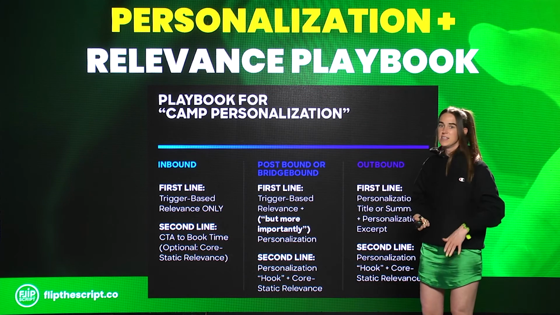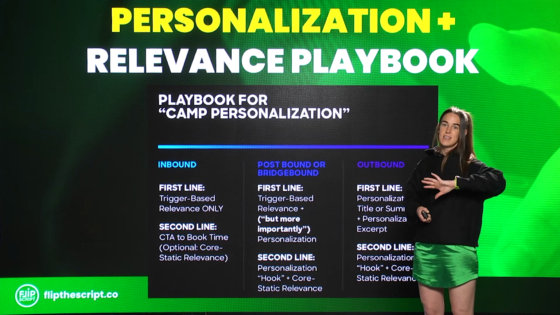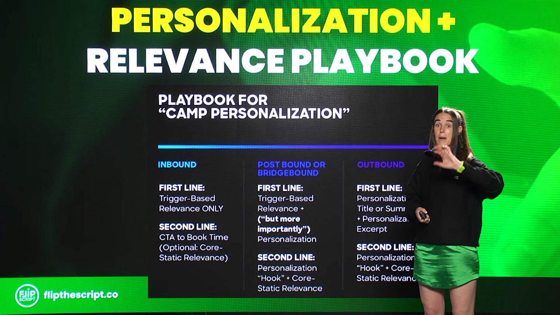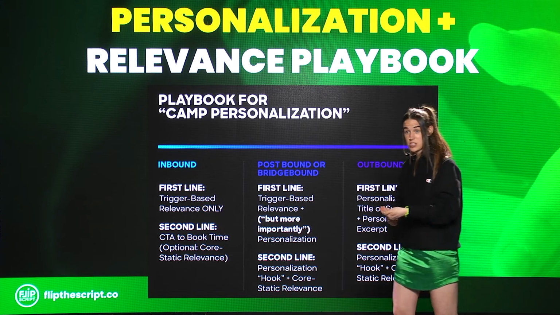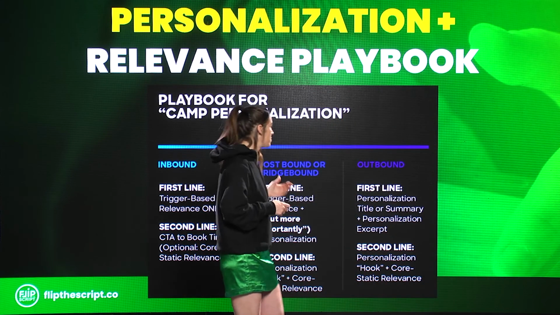Postbound and bridgebound, it's the trigger-based relevance: you downloaded content, IPO'd, company funding, etc. But more importantly, personalization. Within outbound, you'll have personalization only.